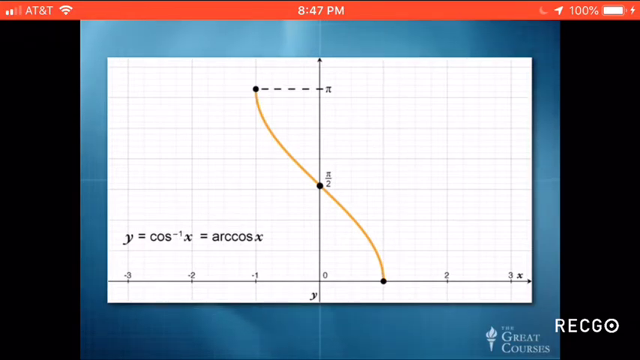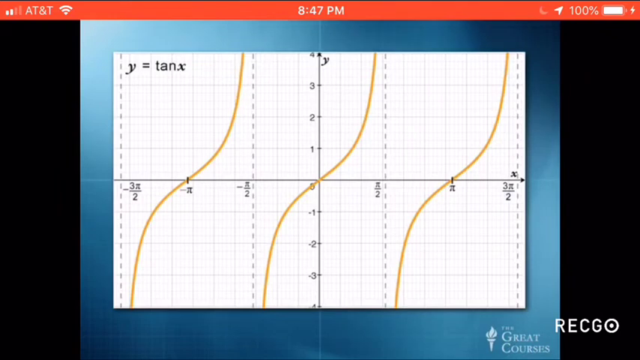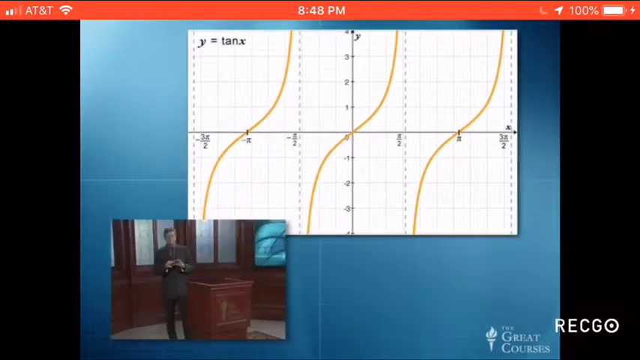Let's turn to tangent. This is perhaps my favorite inverse trig function. Here's a picture of tangent x. Tangent, you remember, has those repeated curves there. It has those vertical asymptotes at pi over 2, 3 pi over 2, minus pi over 2, minus 3 pi over 2, etc. All right.